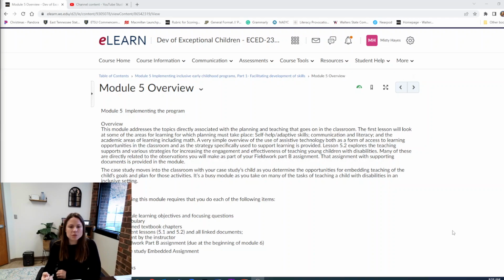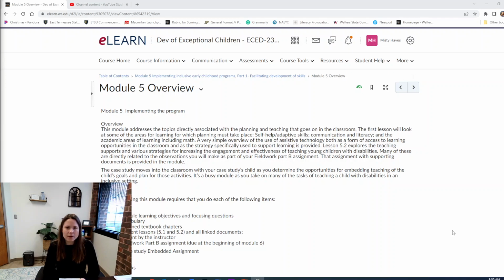Module 5 is really going to be talking about things that are going to help you when you're planning and teaching in the classroom. The first section looks at skills such as self-help and adaptive skills. We're going to be looking at communication and literacy, and any kind of academic areas, including math. All these things we really need to look at, along with the different strategies you have in the classroom when we're talking about learning support.